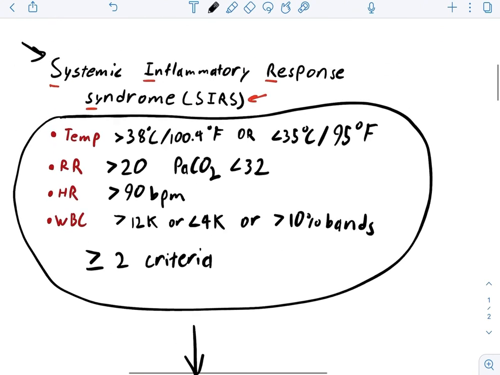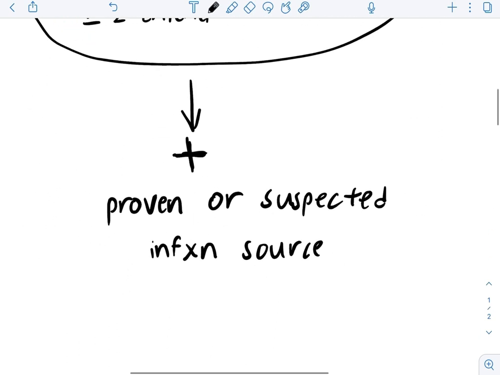So if you were looking at a patient and you noticed they met 2 or more of these SIRS criteria, you could maybe order blood cultures. You could see if there was some kind of infection on a line that was put on the patient, and then boom, you could figure out if there was a proven or suspected infection source. Maybe they had a pneumonia even, and then boom, you could say that this patient meets the criteria to be septic.